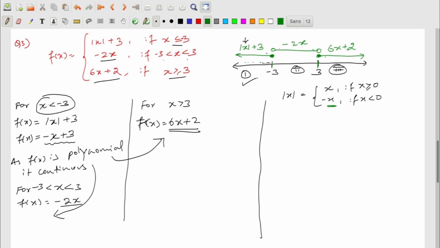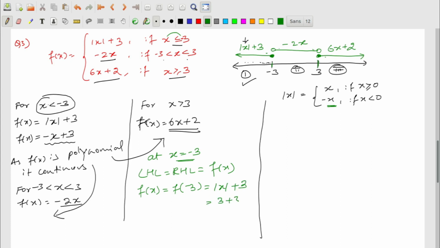So let me take x equal to minus 3 and check the continuity of the function at x equal to minus 3. For that, you need to show LHL equals RHL equals f of x. So let me take first f of x, that is f of minus 3. And what is f of minus 3? When x is equal to minus 3, it is mod of x plus 3. And what is mod of minus 3? Mod of minus 3 is 3, plus 3, which is equal to 6. So for f of x, we got 6 here.